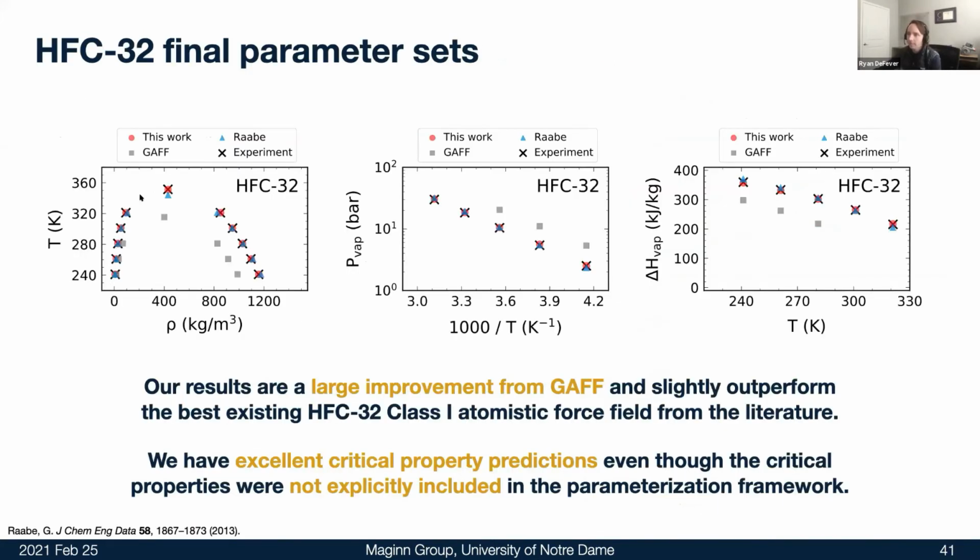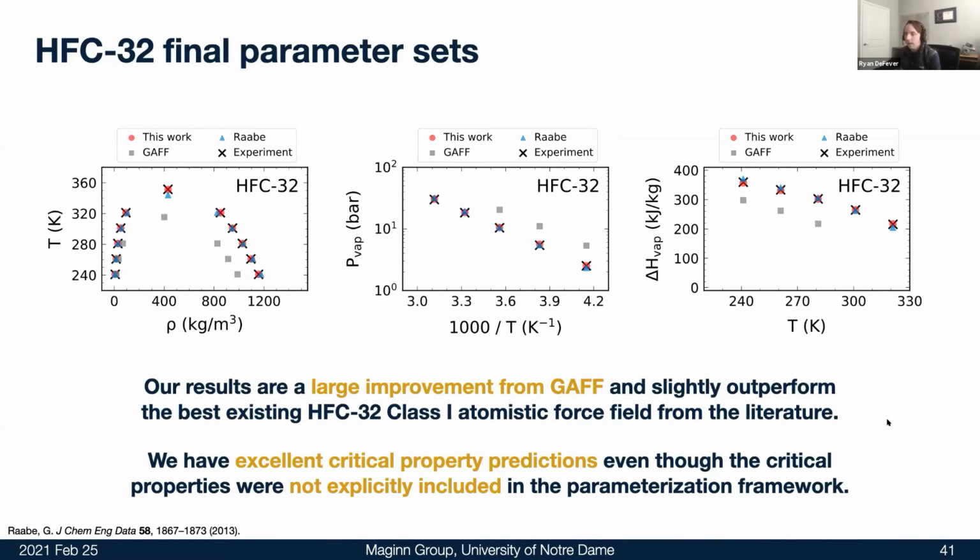So once again, black X's are experiment, GAF is the gray squares. I've added work of Rabe, who has developed an R32 or HFC-32 force field previously. And you can see from where we started with GAF to where we end with the red points, we have basically perfect agreement with experiment, and we have slightly better performance than the custom HFC-32 force field that existed in the literature. So we're quite happy with this. One more time, I want to point out we're getting critical predictions quite well as well.